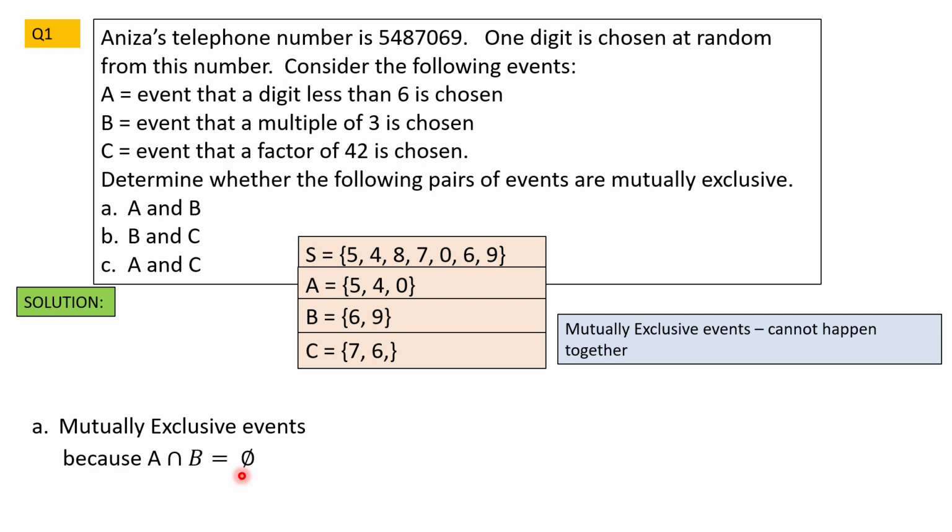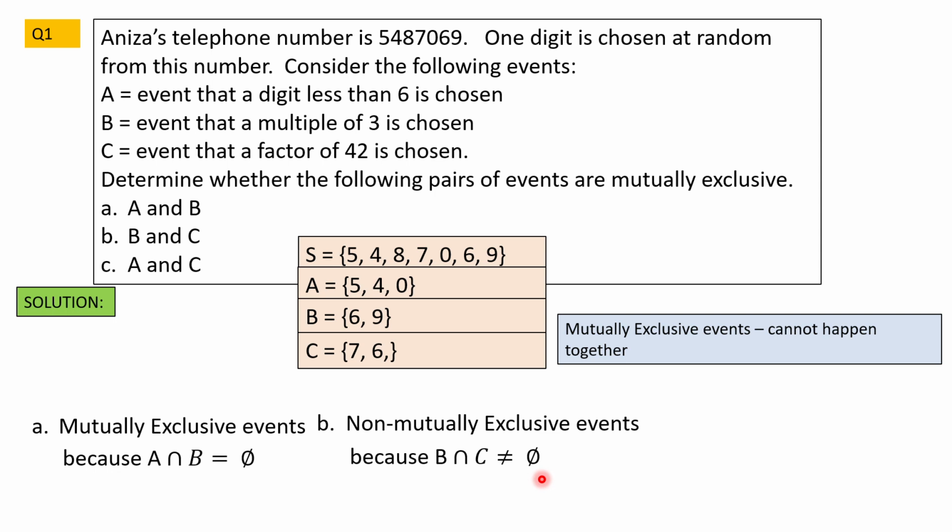Next, question B, you have to compare events B and C. If you compare events B and C, here we have a common element, that is 6. Since we have an intersection between B and C, therefore B and C are non-mutually exclusive events. And the reason is that the intersection between B and C does not equal the empty set.